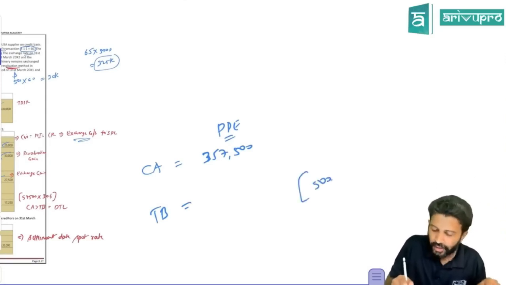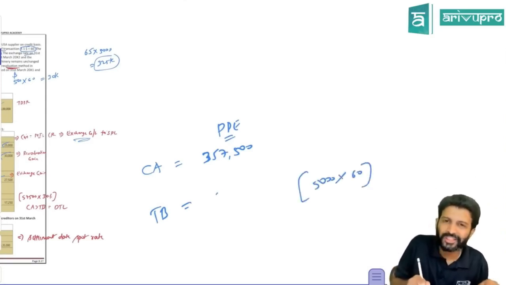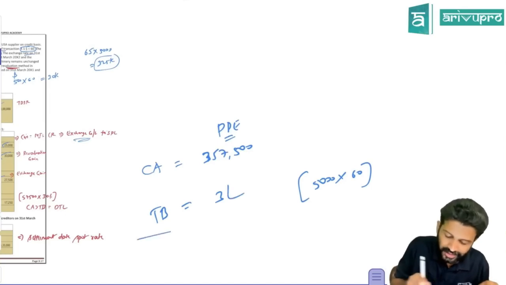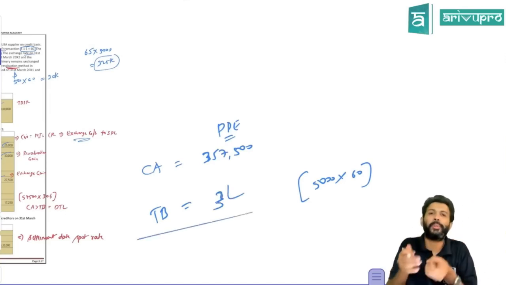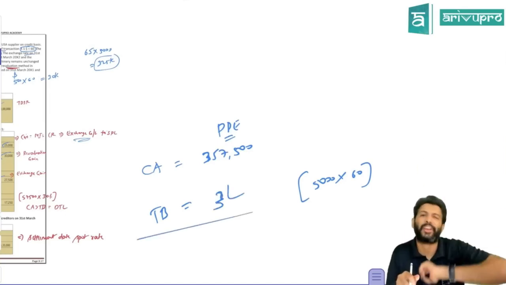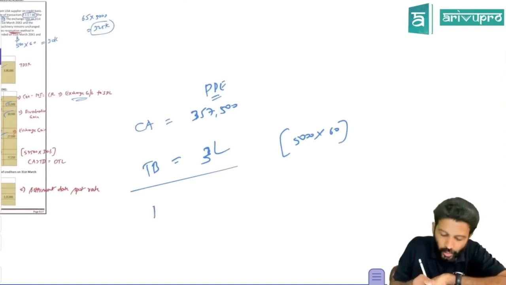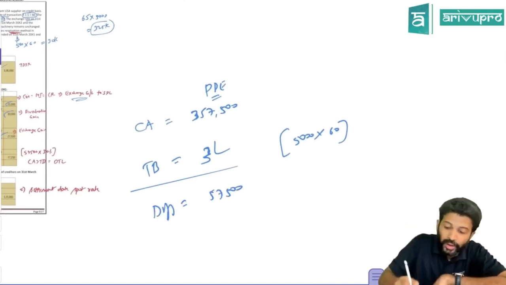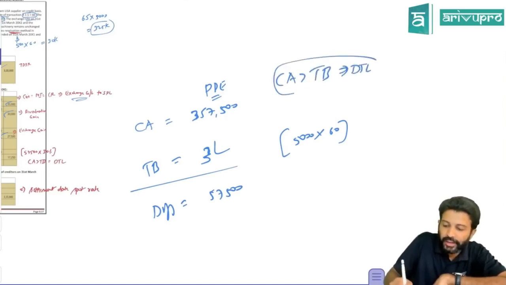Initially you bought it for $5,000. On that day the exchange rate was 60 rupees. That means as per tax records, you will be able to claim depreciation on this asset only for 3 lakh rupees. So there is a difference. What is the difference here? 57,500. We know the equation already. If carrying amount is greater than tax base, what do we need to create? We need to create deferred tax liability.